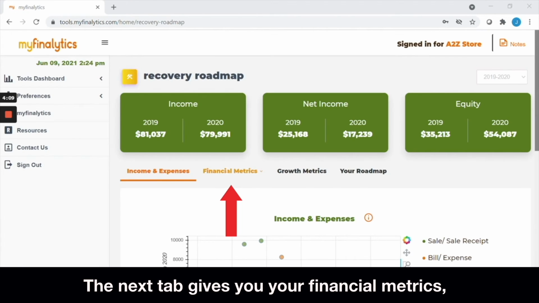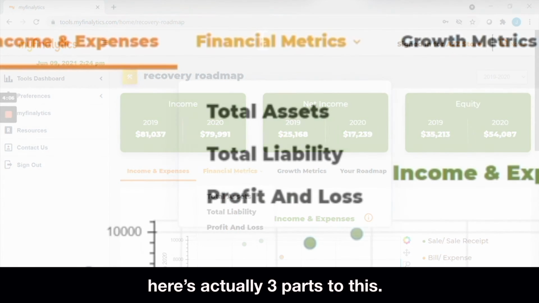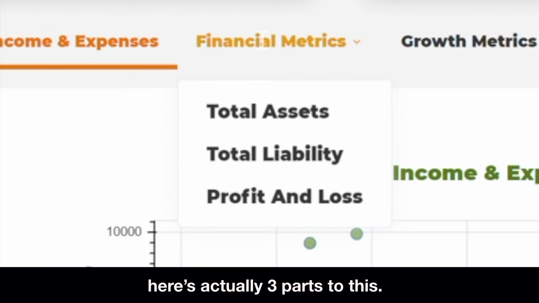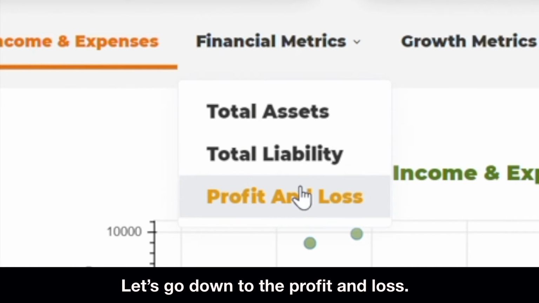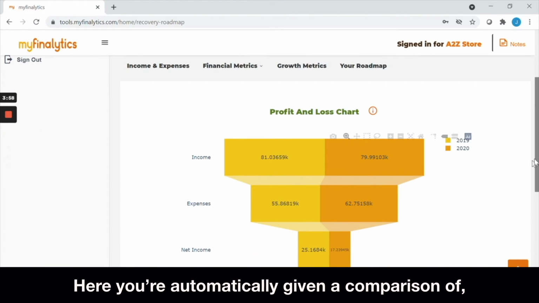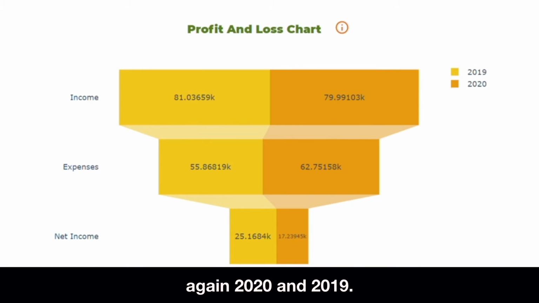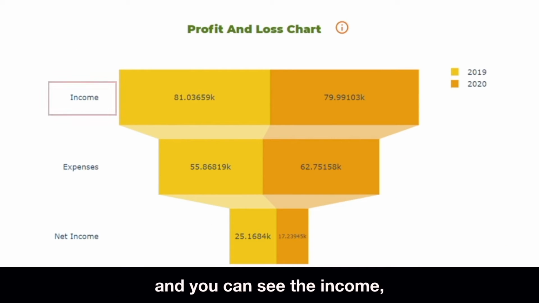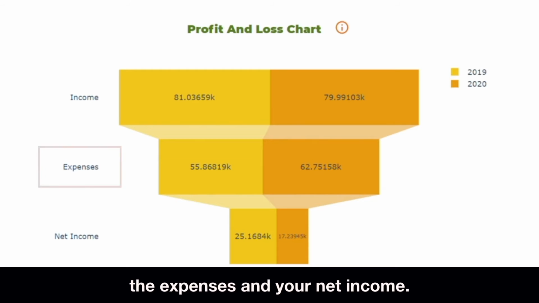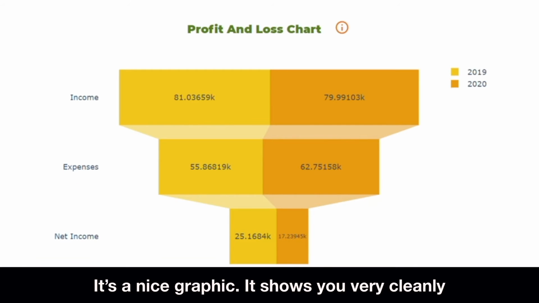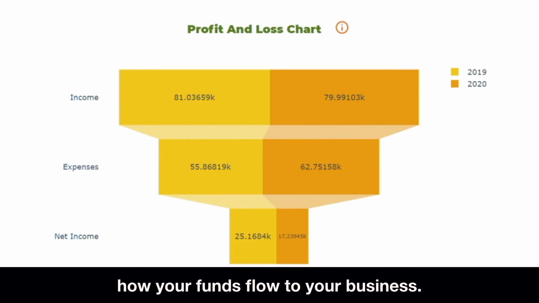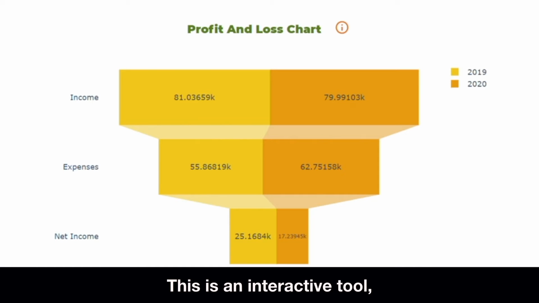The next tab gives you your financial metrics. There's actually 3 parts to this. Let's go down to the profit and loss. Here you're automatically given a comparison of, again, 2020 and 2019, and you can see the income, the expenses, and your net income. It's a nice graphic. It shows you very cleanly how your funds flow through your business. It is an interactive tool.